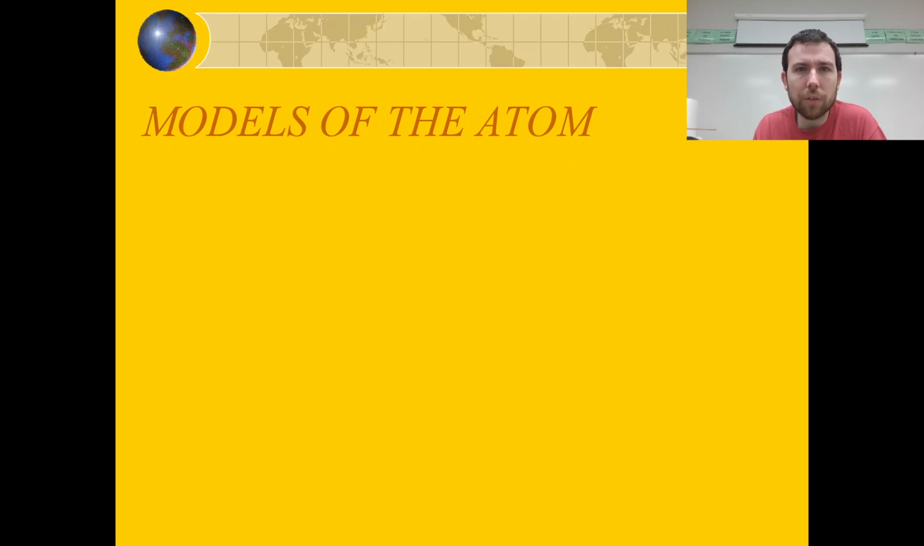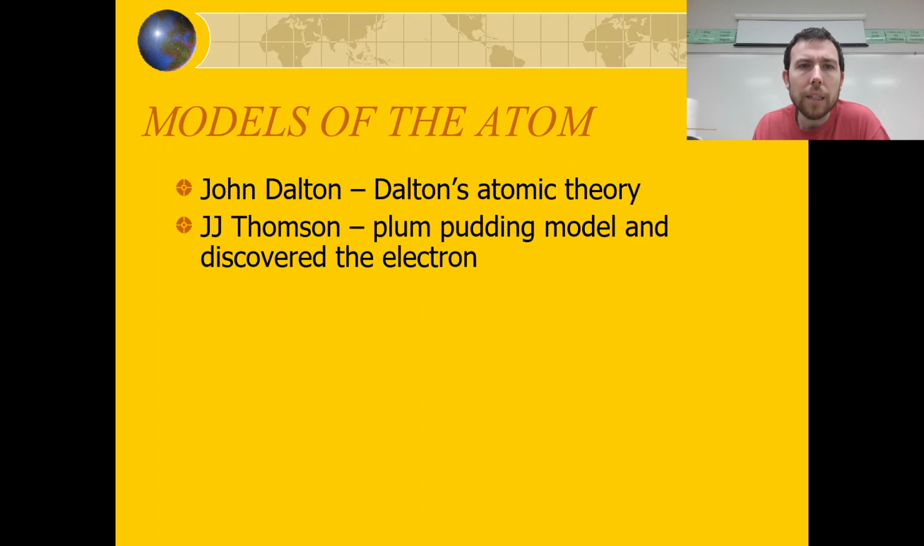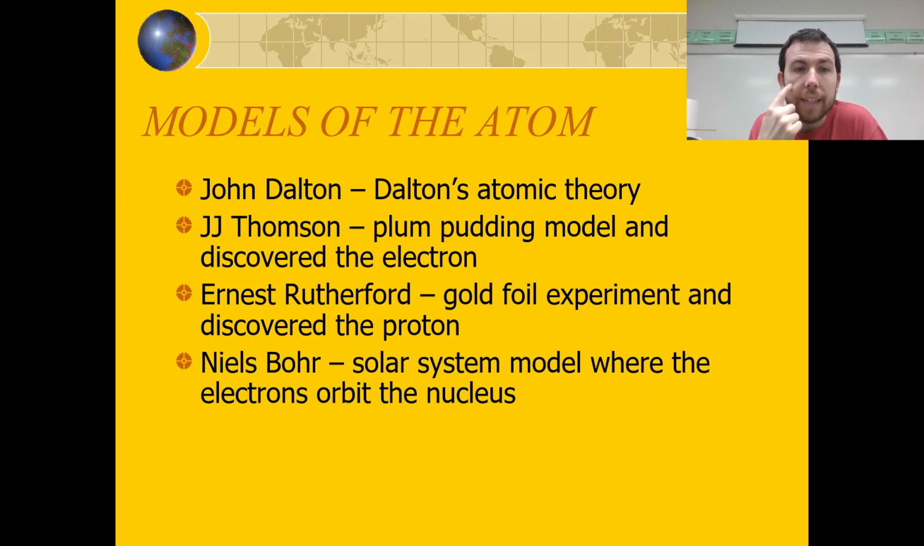So you've got different models of the atom. The first model of the atom is really based off of John Dalton and his work with Dalton's atomic theory. Then you're going to have the plum pudding model, where J.J. Thomson discovers the electron. Next, you've got Ernest Rutherford, who, through the gold foil experiment, discovers the proton that's within the atom. Then you've got Niels Bohr, who develops our solar system-like model, where the electrons orbit the nucleus at specific distances and the electrons exist in specific energy levels.